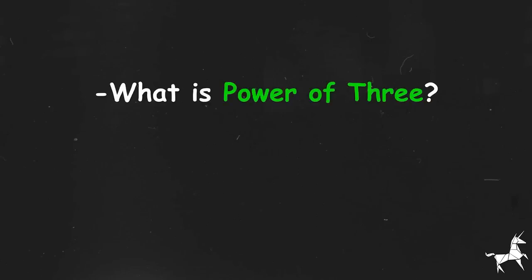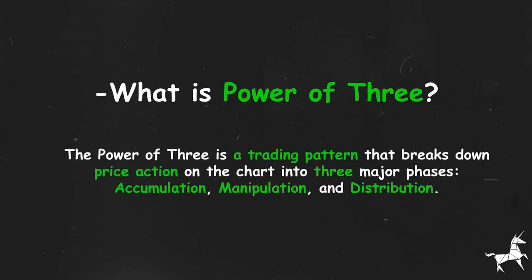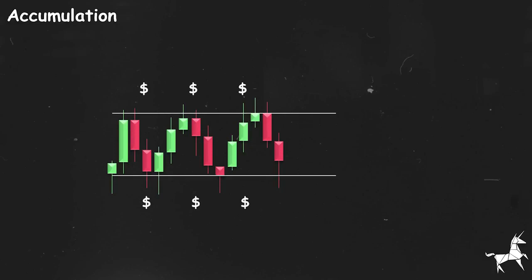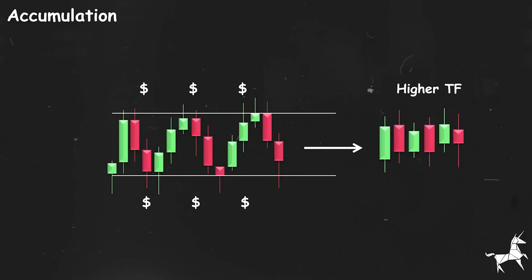So, what is the power of 3? The power of 3 is a trading pattern that breaks down price action on the chart into 3 major phases: accumulation, manipulation, and distribution. The accumulation phase, as the name suggests, is a period of consolidation where the price lacks a clear trend. During this phase, the price forms equal highs and lows, gathering stop losses and liquidity above or below these boundaries. Depending on the time frame, this phase can appear in various formations. For example, on a higher time frame, the chart might look something like this.